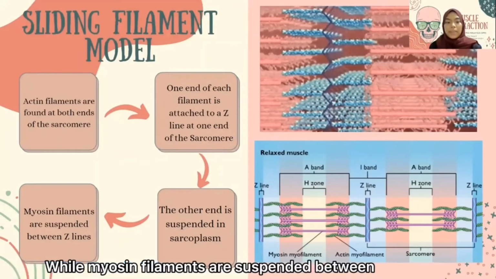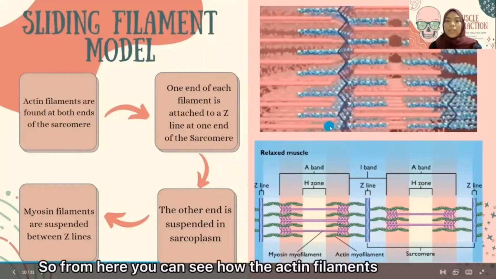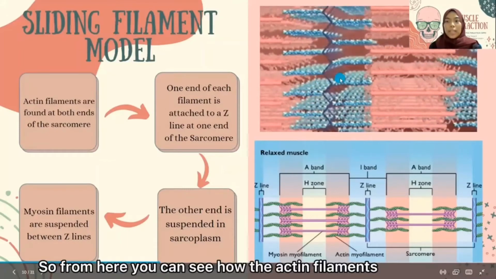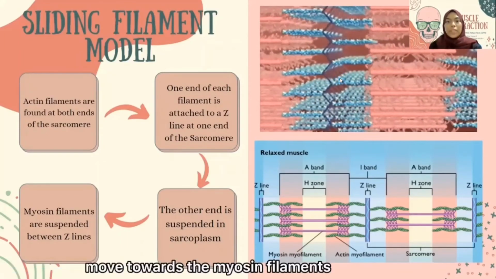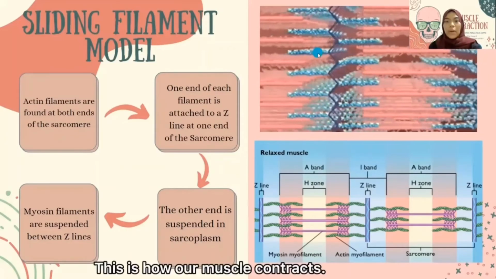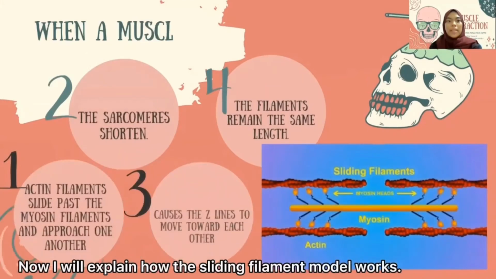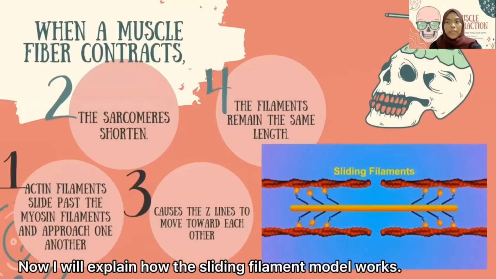While myosin filaments are suspended between the Z lines, from here you can see how the actin filaments move towards the myosin filaments. This is how our muscle contracts. Now I will explain how the sliding filament model works.